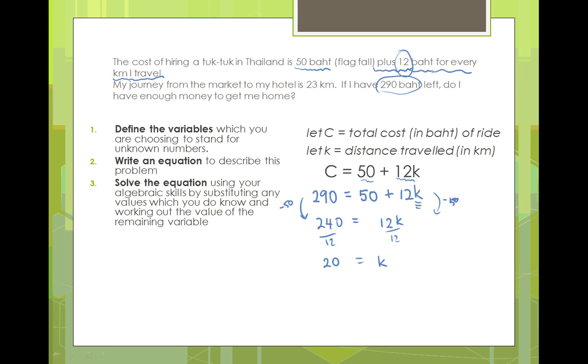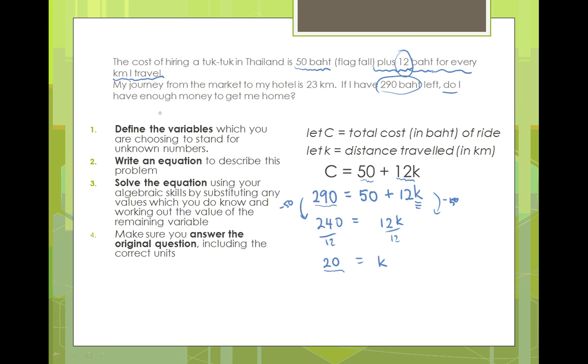Now I guess I need to decide, have I answered the original question yet? So what is this 20 all about? Well, have a think about it. I've got 290 baht, and for that 290 baht I can travel 20 kilometres. Is this the answer to the question?